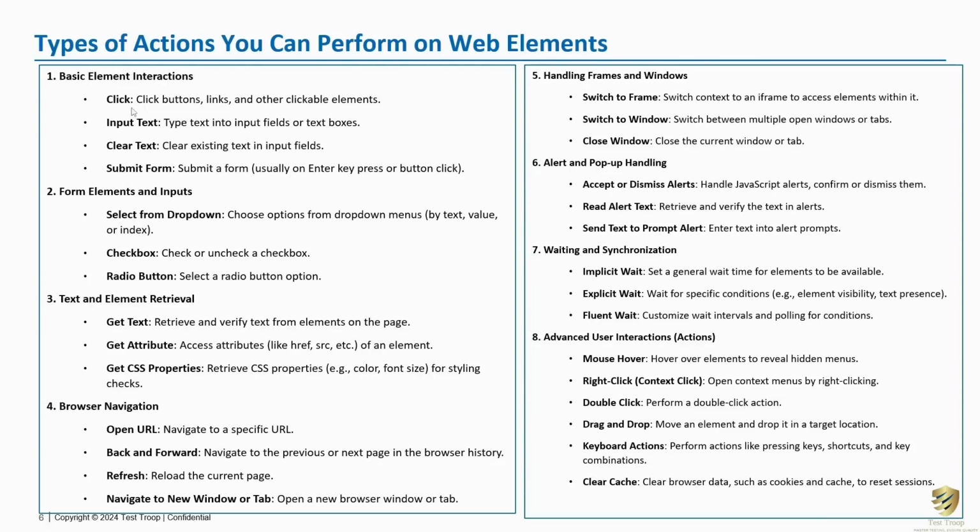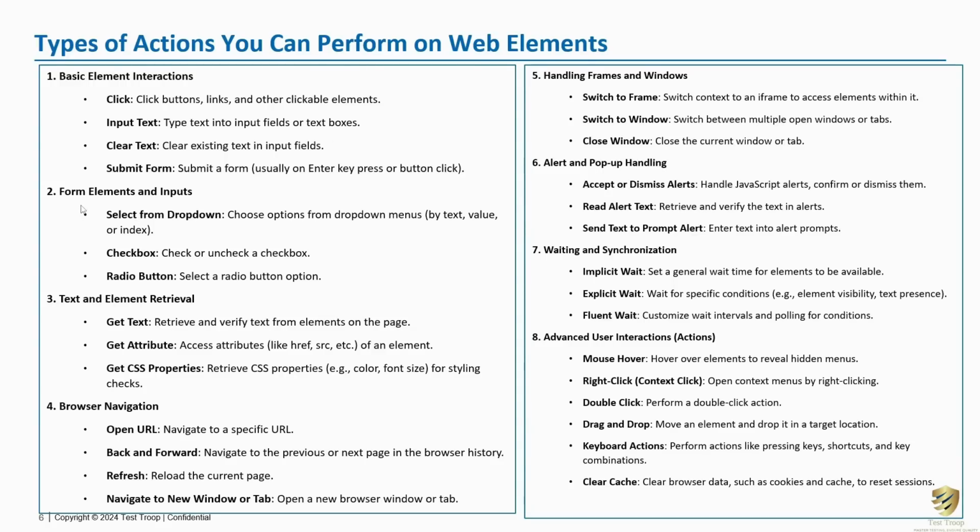Click operations, we will basically be doing with buttons, links, or any other clickable items. Input text is mainly used to fill a text box or text area. Clear text is again associated with a text box or text area, where you can clear the previous text and put in new text. Submitting a form is usually done via a button click or by pressing the enter key.